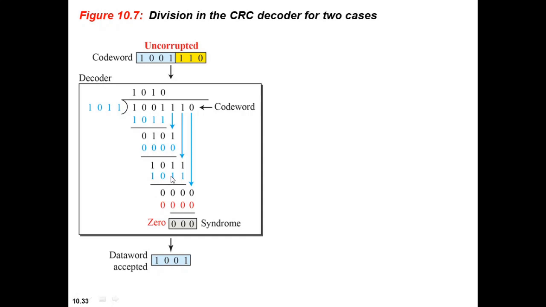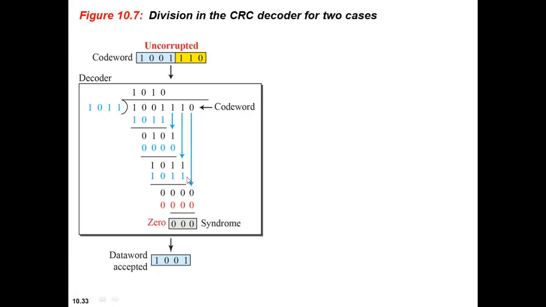So write 1 0 1 1. 1 time multiplied means that will be the same. 0 time multiplied means everything will be 0. Okay. So 1 0 1 1. Now find the difference between this. Subtract this from this. How do we do subtraction in binary? XOR. So perform XOR operation.